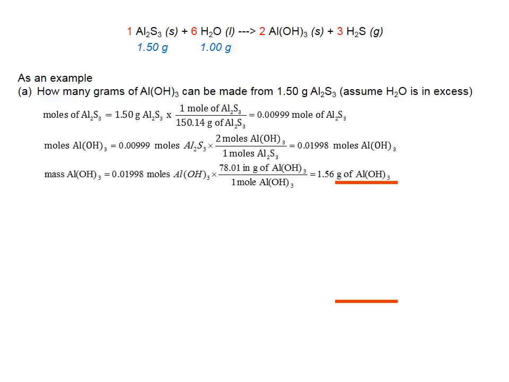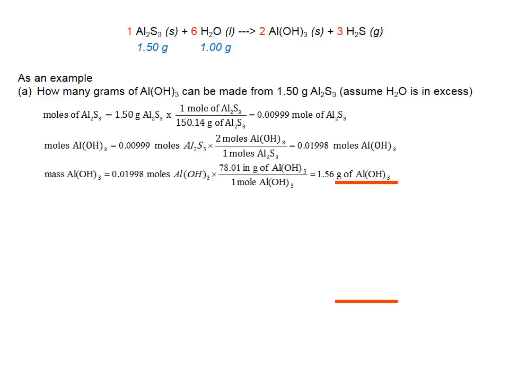So I'm going to convert aluminum sulfide into moles. I'm going to use its molar mass, divide by its molar mass, and I found out I have 0.00999 moles of aluminum sulfide. And then I say, yes, but how many moles of aluminum hydroxide can I make from that? So it's 0.00999 moles of aluminum sulfide times, in this case, there are 2 moles of aluminum hydroxide on the product side for 1 mole on the reactant side. So I'm going to be multiplying by 2 and I get 0.01998 moles of aluminum hydroxide.